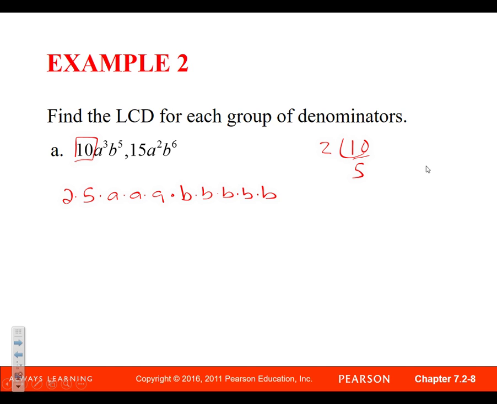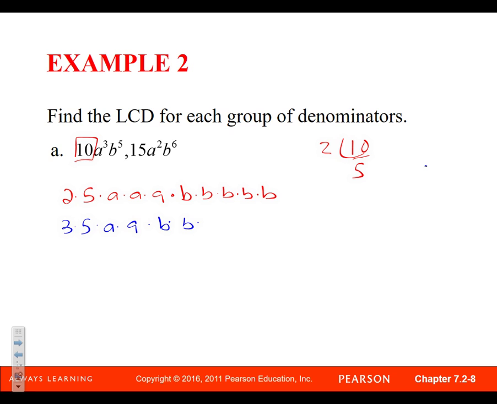Okay. All right, next one. What did you guys come up with? Factorization of 15: 3 times 5, and then we've got A times A, right? And then 1, 2, 3, 4, 5, 6 of those.